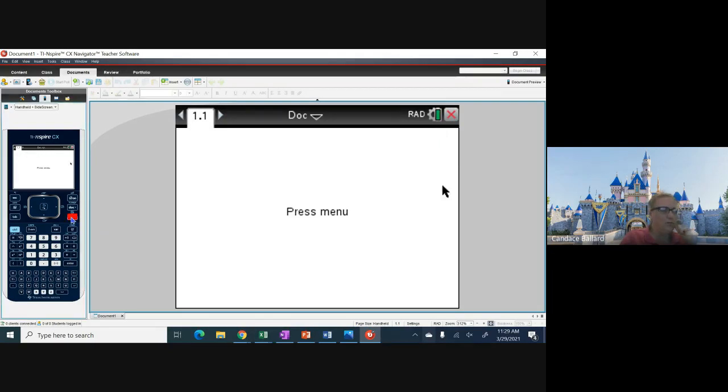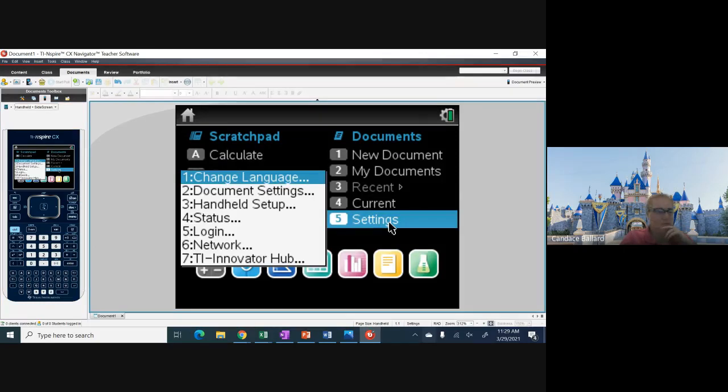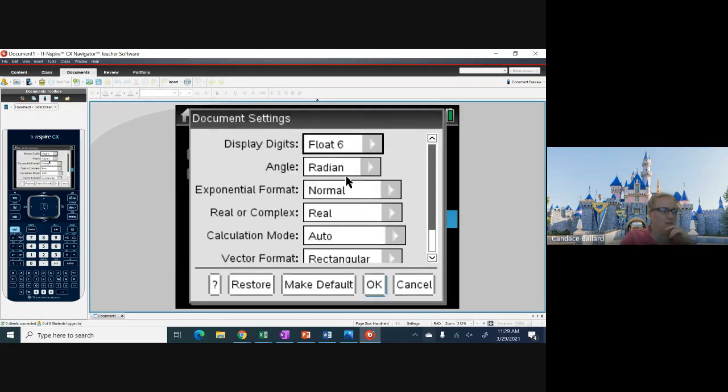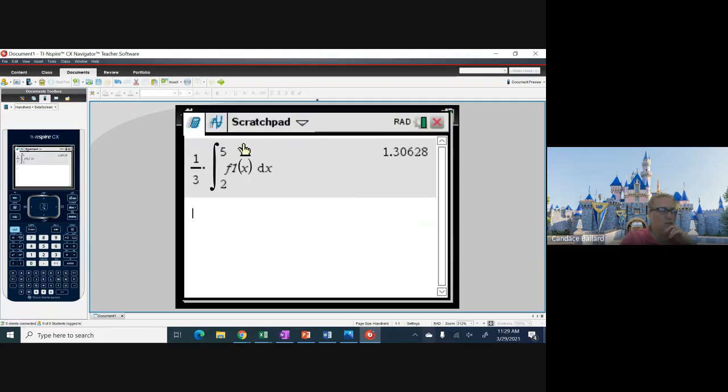So you come over here to menu. Nope, we're going to go home first. Go to home and then go to settings and then go to document settings. Maybe mine's in there. No, mine's in radian mode. Make sure you're in radian mode and hit make default and click OK. So I don't know why we're not matching. Let's see. Oh, no, I got the same thing last year as I just got now. You got the same as me? Okay. Oh, Robert's was in degrees.